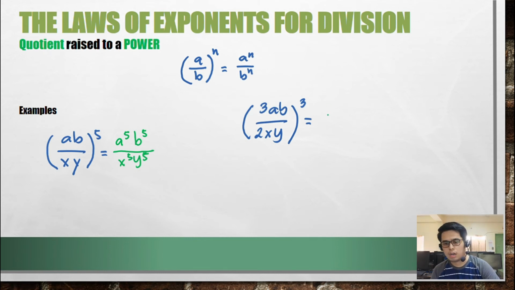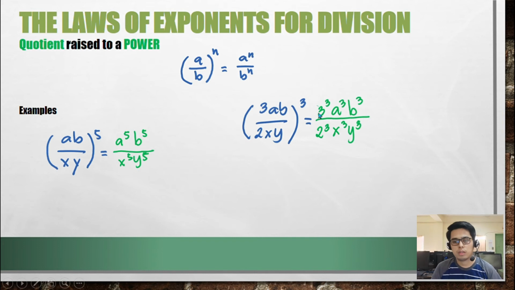Next, ito. 3AB over 2XY, quantity raised to 3. So, ang sagot lang dito, distribute muna natin lahat ng sa numerator yung exponent na 3. So, we have 3 raised to 3 and A raised to 3, B raised to 3. Yan yung sa numerator sa taas. Sa denominator naman, 2 cube, X to the third power, Y cube. Okay, then simplify lang natin yung naka-exponent na number.